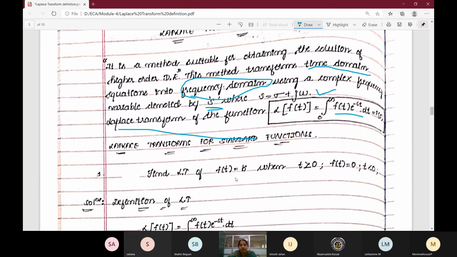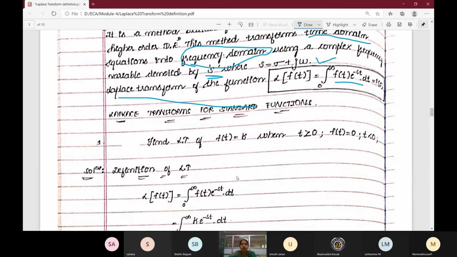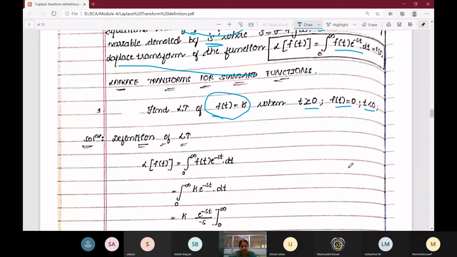So in Laplace transform, for standard functions we'll go with it. You have to remember this definition. Find the Laplace transform of f of t equal to k, any constant k. It may be 1, 2, 3, 4, any constant k, where f of t is k when t is greater than or equal to 0, and f of t is equal to 0 when t is less than 0. This is the condition they have given.